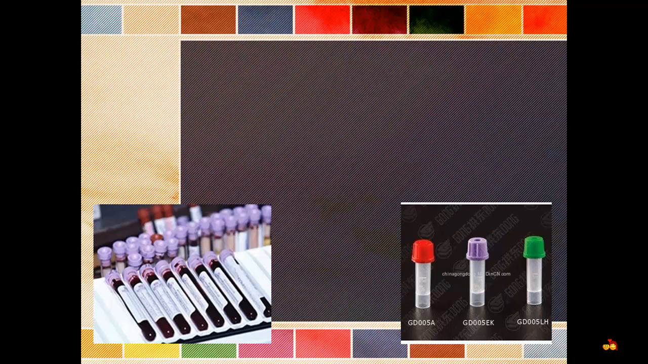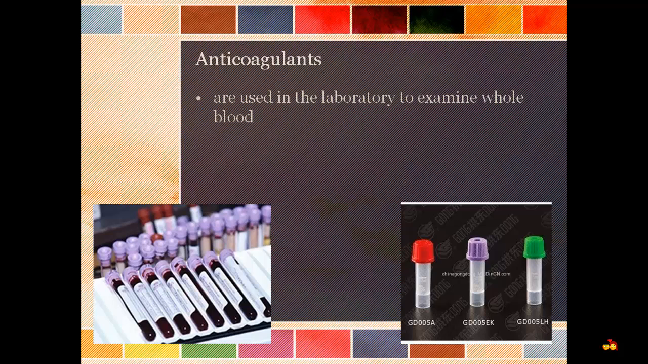So, anticoagulants are used in the laboratory to examine whole blood. Take note, to examine whole blood. We know that our anticoagulant will prevent clotting of our blood, so it makes our blood fluid in vitro. When we use anticoagulant, we will be able to isolate our red blood cells, our white blood cells, and even our platelets. For example, in hematology, we observe the properties of our red blood cells. We also observe the properties of our white blood cells and our platelets.